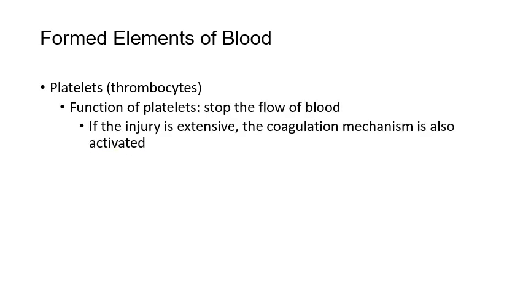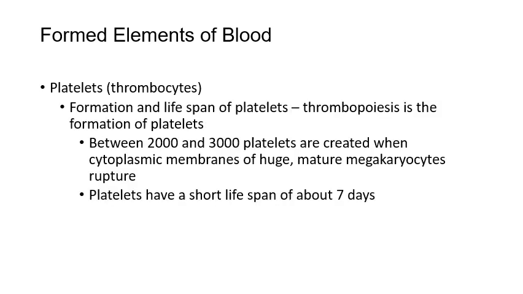All right, so there are a few different ways that platelets help us in that hemostasis process. They can form what's called a platelet plug, which is what happens when a bunch of them aggregate together in order to stop the flow of blood. And if the injury is really extensive, then they can also trigger the coagulation pathway. So we'll talk about that here in a second.